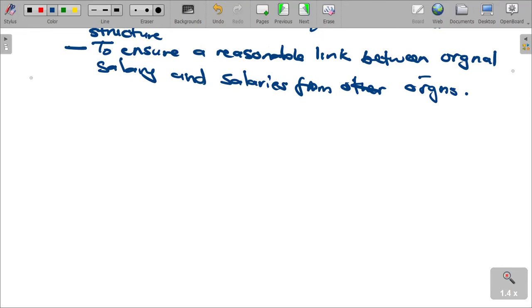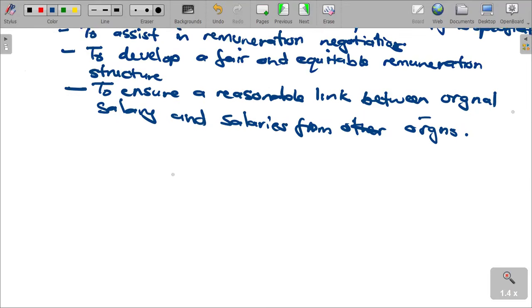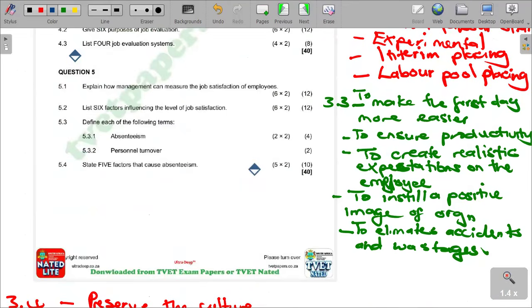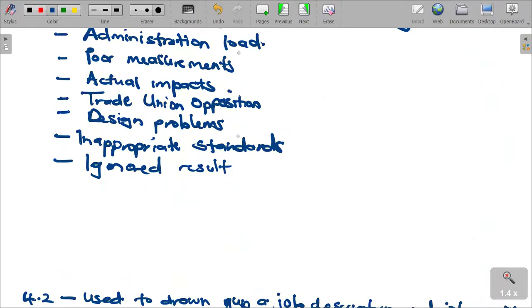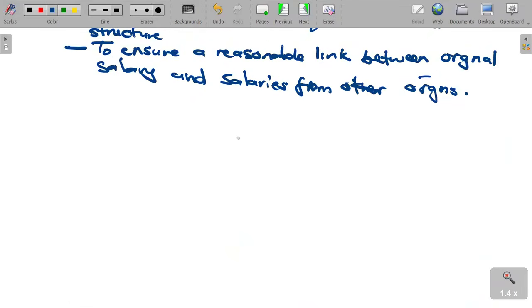Right. And so these are the uses of a job evaluation. Right. So let's move on to question 4.3, which is list 4 job evaluation systems. Right. We're going to list job evaluation systems.